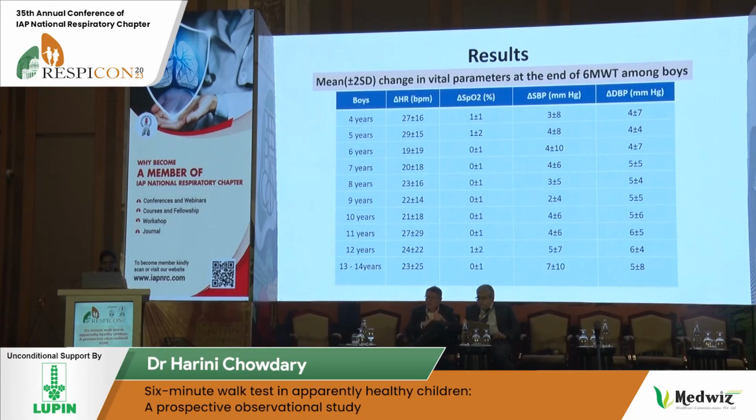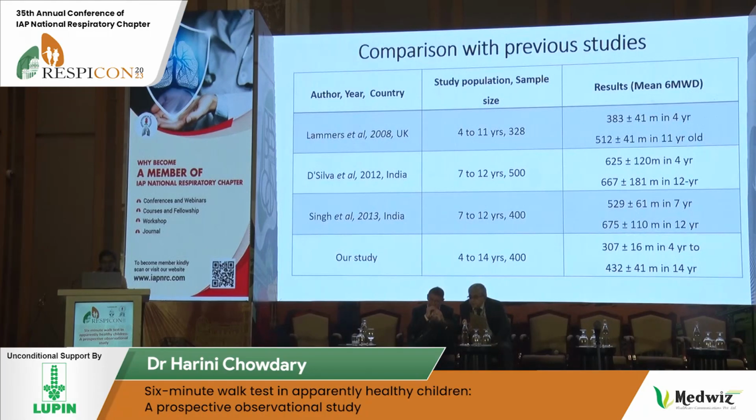These are the changes in the vital parameters that were noted at the end of the 6-minute walk test in boys and among girls. Comparing with the previous studies, all the previous studies were performed on a 30 to 60 meter walk course. Data for 4 to 14 years is available from the UK in a study performed by Lamas et al. They observed that a 6-minute walk distance of 383 meters was achieved in 4-year-old children, and it increased up to 512 in 11-year-olds. Two studies from India are available in older children aged 7 to 12 years.